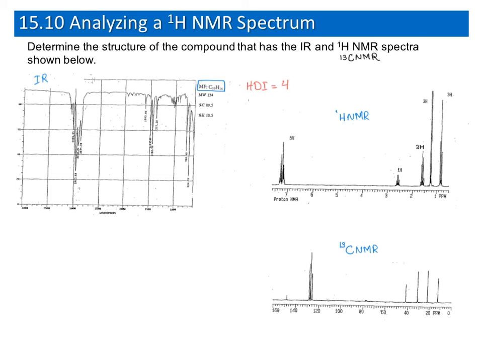So when we see 4 or above 4 for HDI, we can always think about an aromatic ring in the molecule. And as soon as you see a signal in the aromatic region in hydrogen NMR, so this region is about 6.5 to 8.5 ppm, you can almost guarantee that it's an aromatic ring. So let's draw the ring.